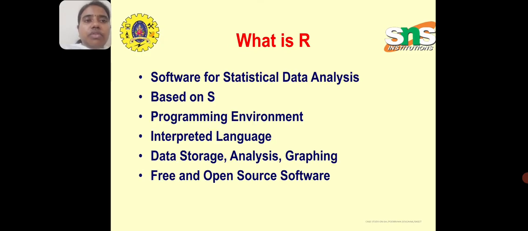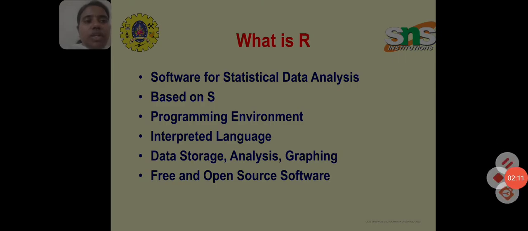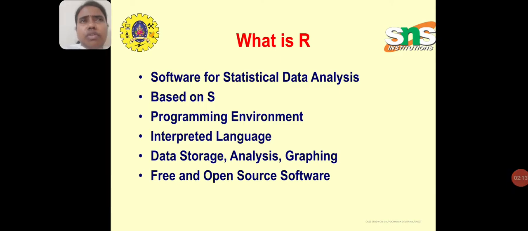So what is R? It is software for statistical data analysis, based on S. It provides a programming environment, an interpreted language and data storage, with analysis and graphing. It is free and open source software. Anyone in the world can run the program in an online compiler without installing it.